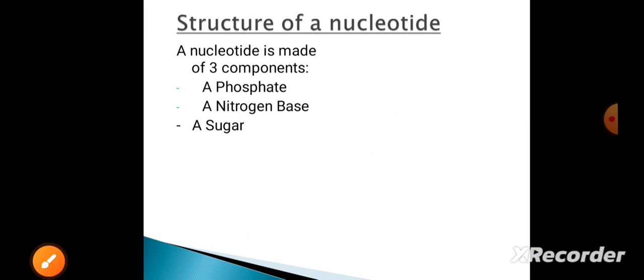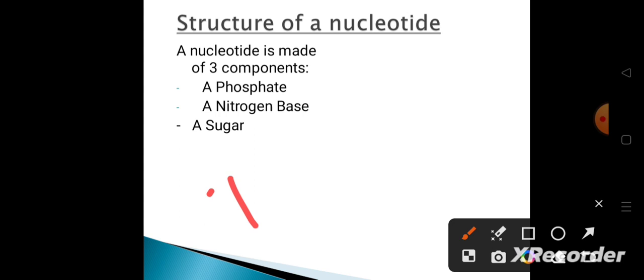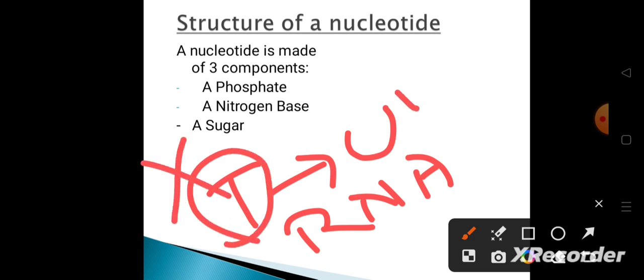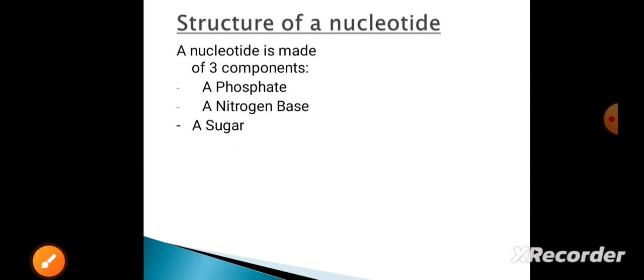Thymine is replaced by uracil in the case of RNA. That means in RNA, thymine is not present, uracil is present. But in DNA, thymine is present. So these are the two types of nitrogenous bases.